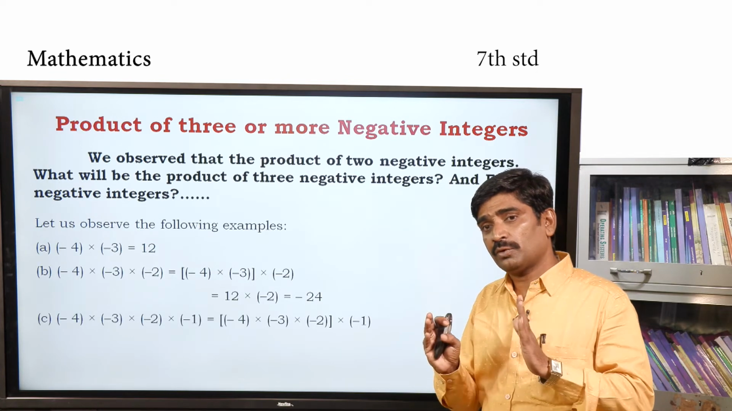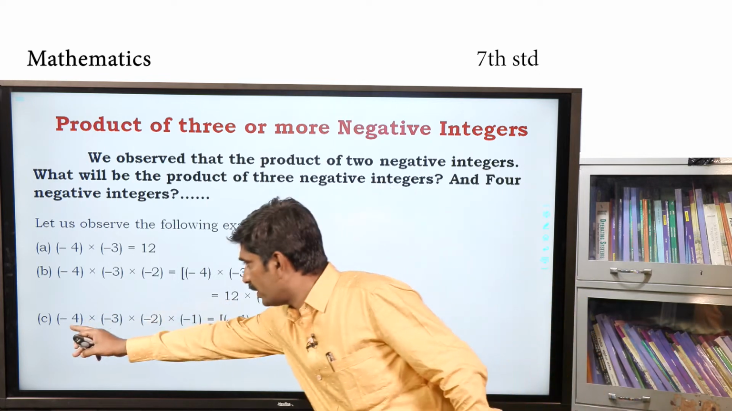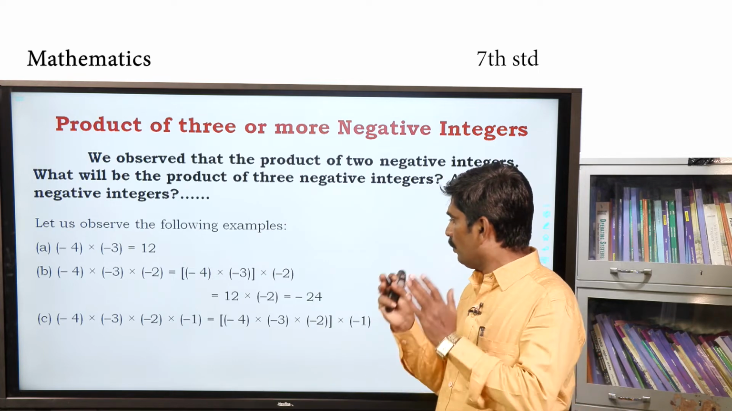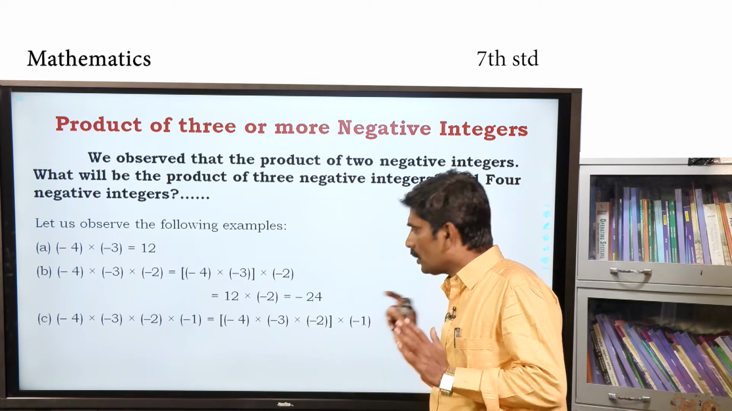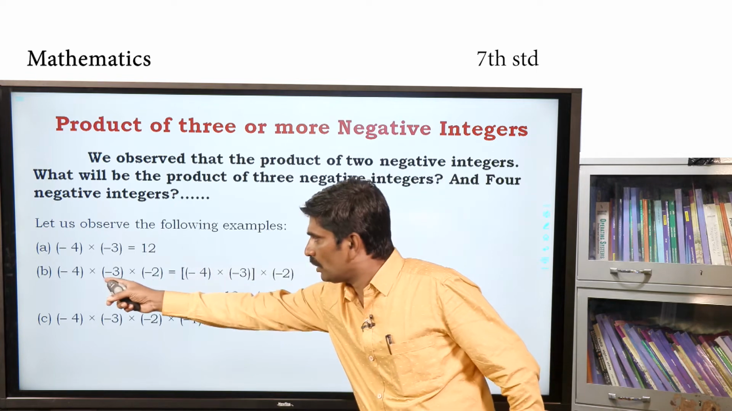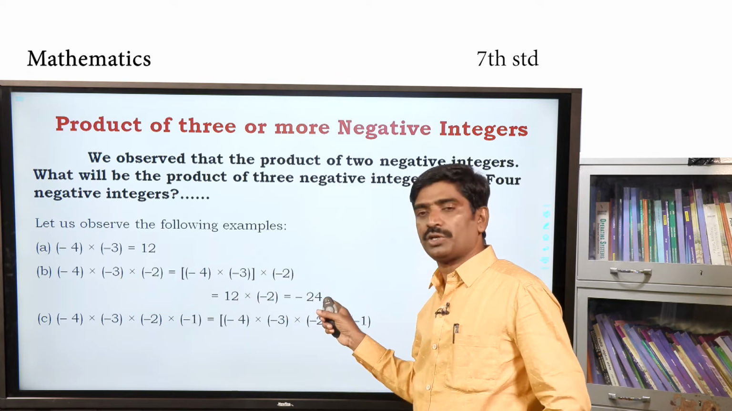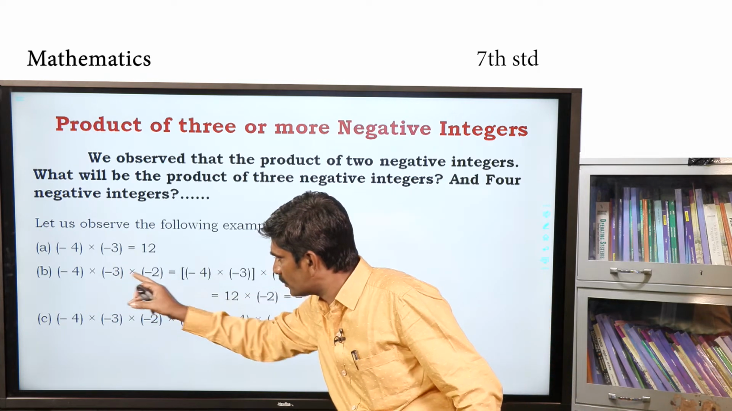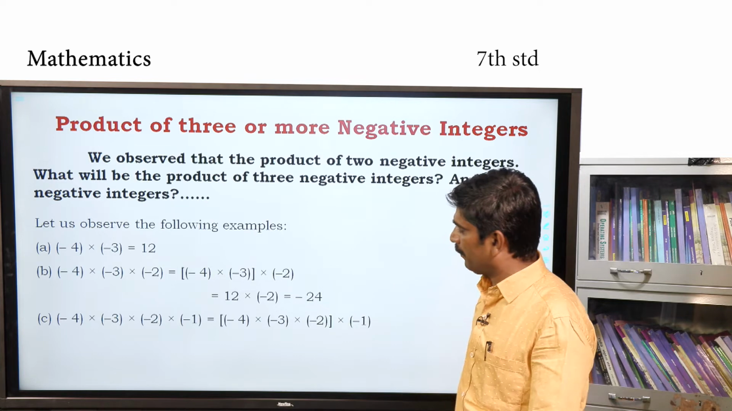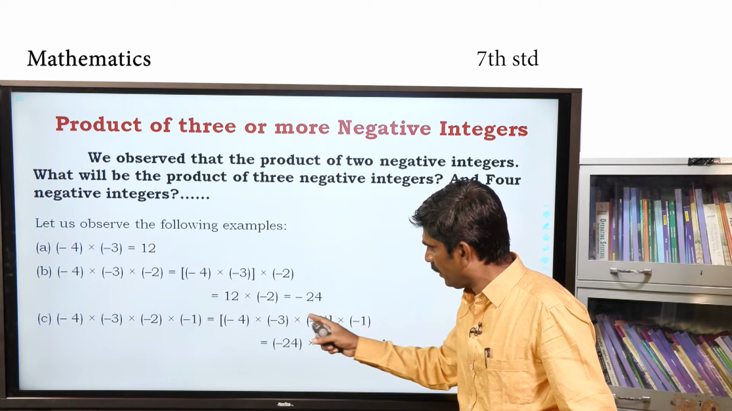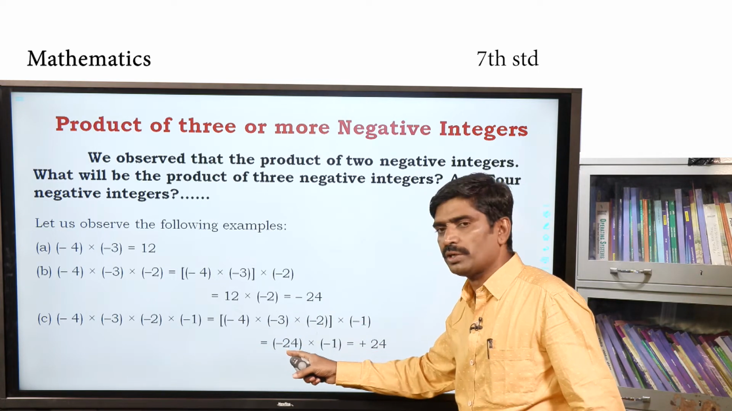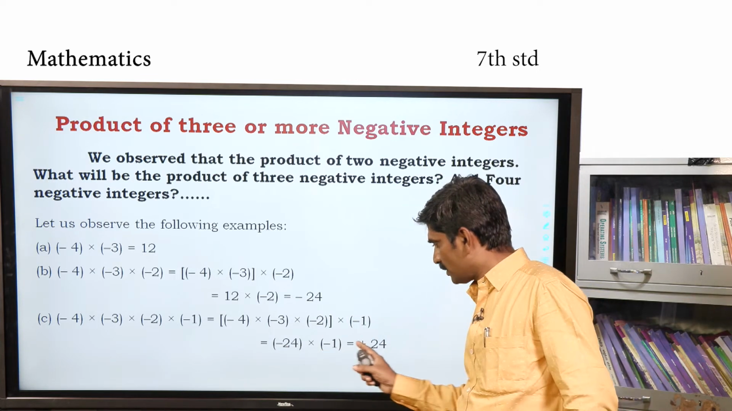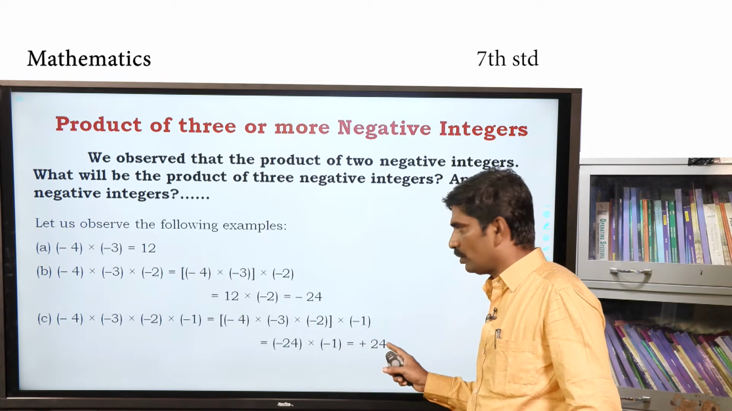Similarly, if you get 4 negative integers, minus 4, minus 3, minus 2, minus 1, then we group 3 negative integers, because we already know the value of 3 negative integers: minus 4, minus 3, minus 2, the value is minus 24. Then minus 4 into minus 3 into minus 2 into minus 1, the value is minus 24 into minus 1.